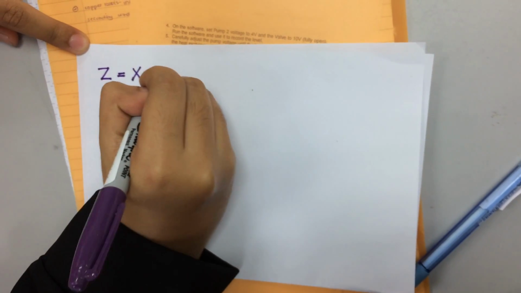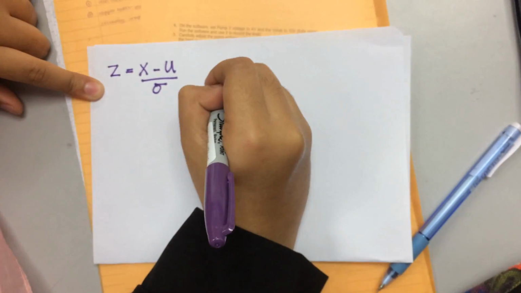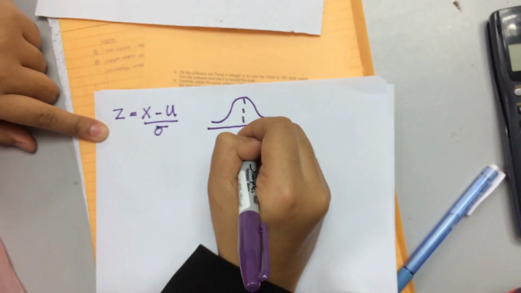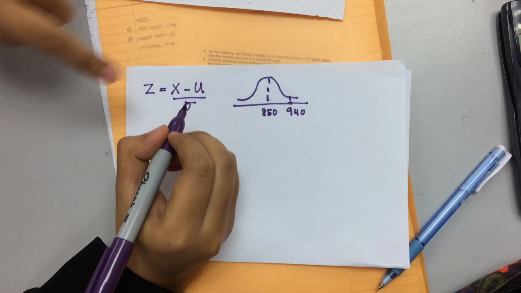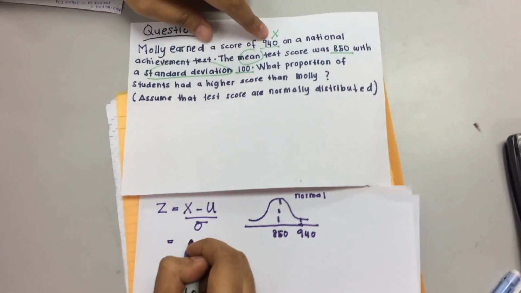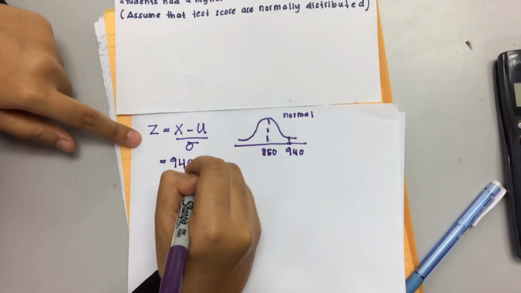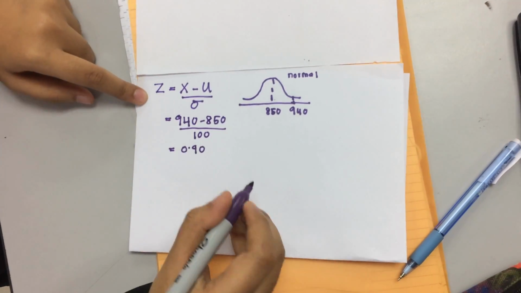For this question, firstly, we insert the formula of Z, which is Z equals X minus mu, which is the mean, over the standard deviation. There are two graphs, a normal distribution graph and a Z graph. This one is the normal distribution graph, where the center is the value of the mean, and this is the value of X. We insert the value of X, which is 940, and the mean is 850, over standard deviation 100. So the value is 0.90. This is the value of Z.